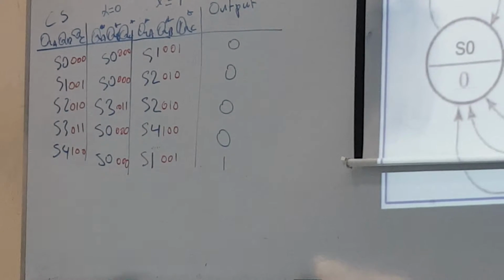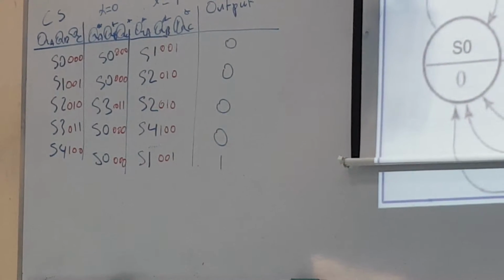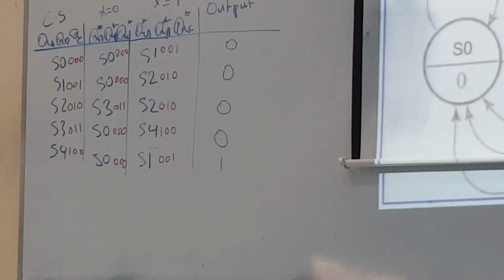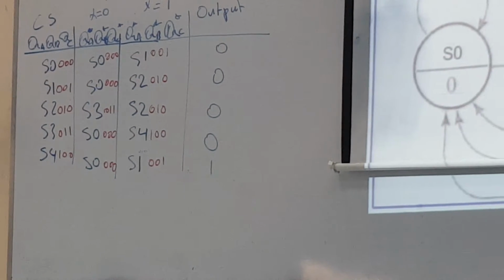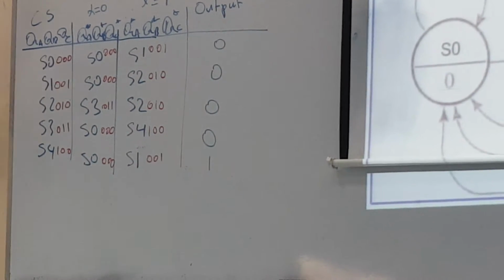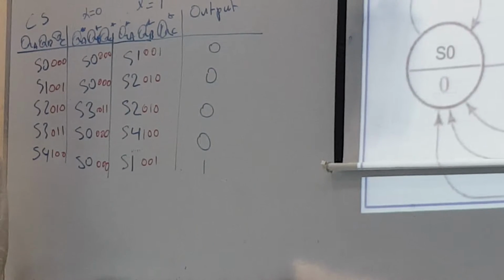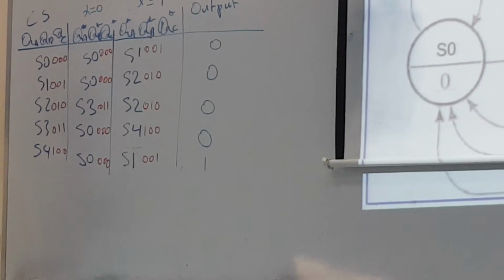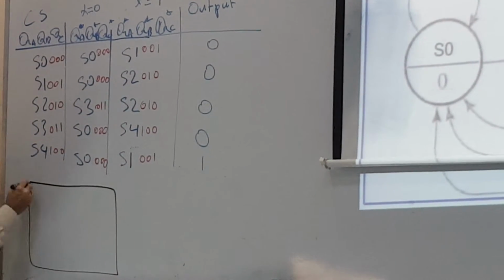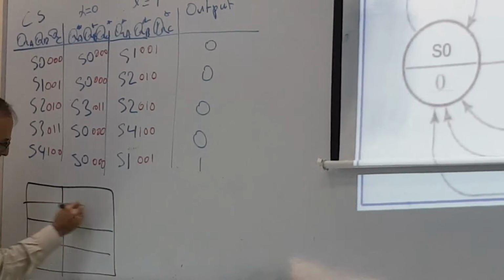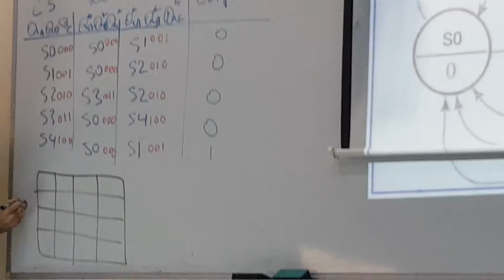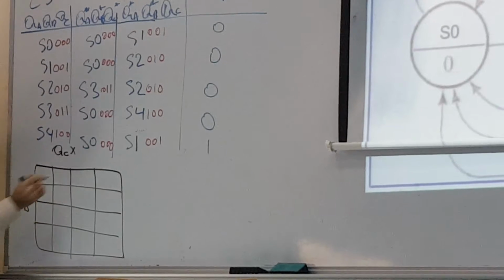Now, how many input variables, or how many variables actually do I have here in my K map? What? Is it 5? Three. Is it 3? It's not a guessing game. Four. Why four? You will be sequence. I have three here and the x. Right? So I have to have here QA, QB, and here QC and X.